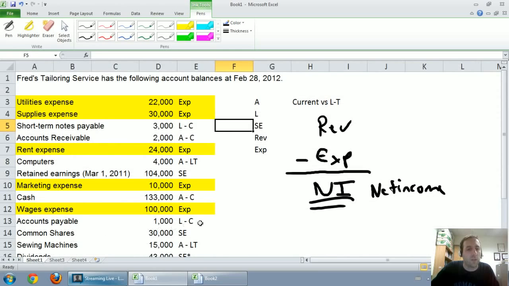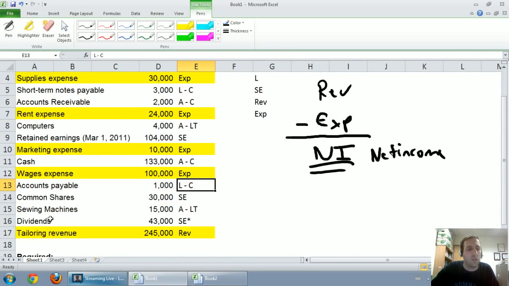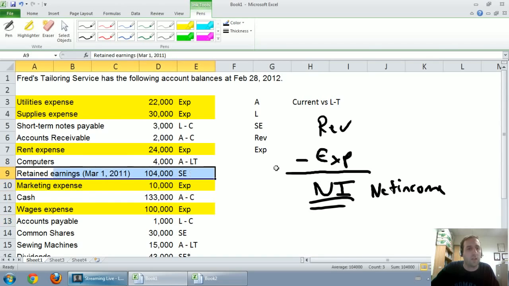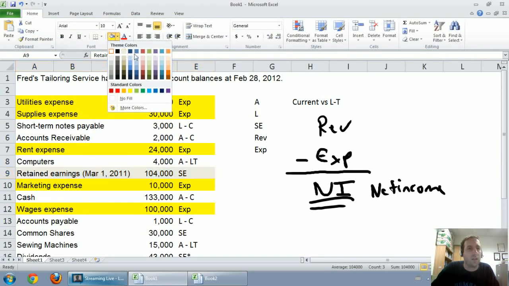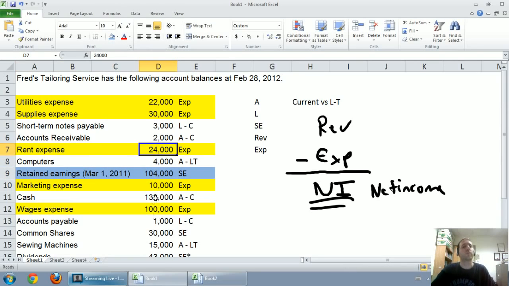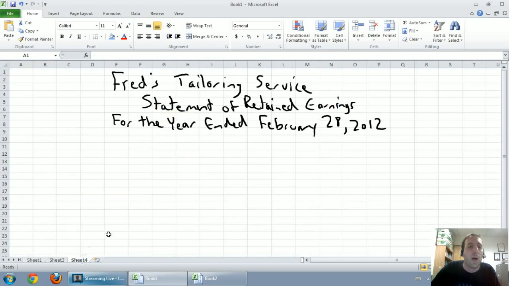Let's take a look at what we're dealing with. We have retained earnings. We noted that was shareholders' equity. Here it is. I'm going to make that a blue color. So retained earnings was 104 grand. You can see that's on March 1st, 2011. That's the start of this fiscal year. If the fiscal year end is February 28th, 2012, the first day of the year was March 1st, 2011. And you can see that there's 365 days in between. Ignore leap years. I'm not sure what the leap year situation is. I just had a little mini heart attack. Just ignore the effect of leap years.